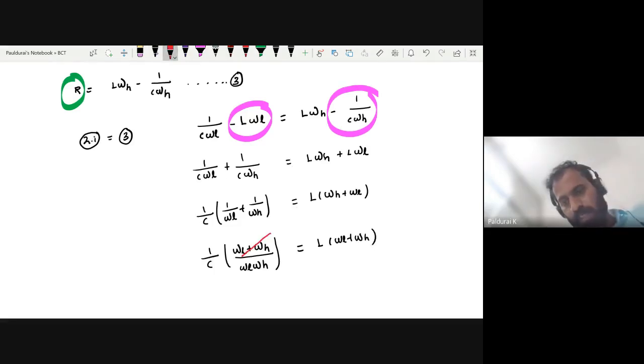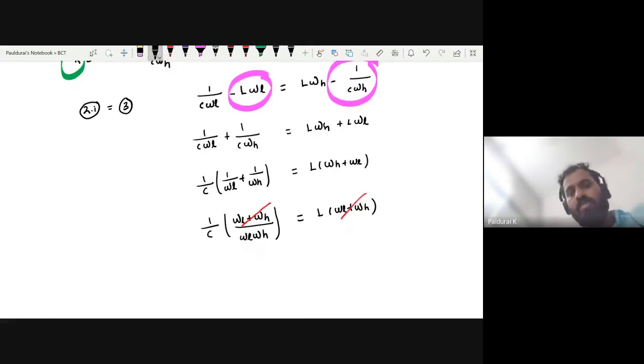Now what is this? Omega L plus omega H, omega L plus omega H, both are cancelled. So the above equation can be written: omega L omega H equals 1 divided by LC. Can I write?